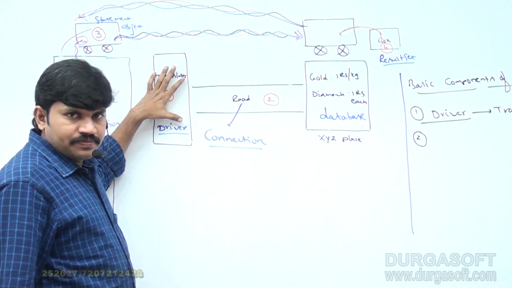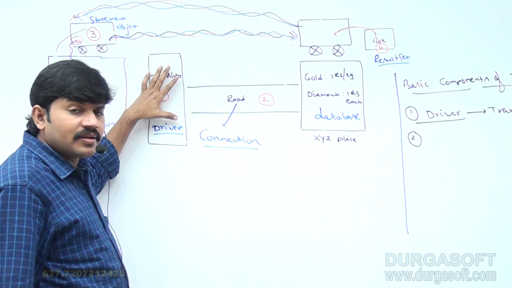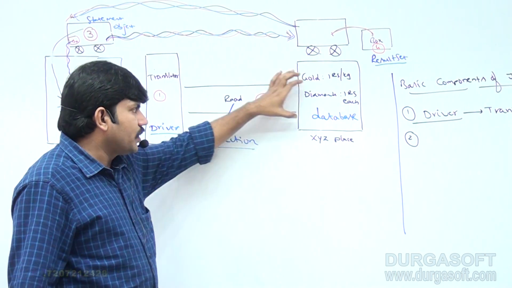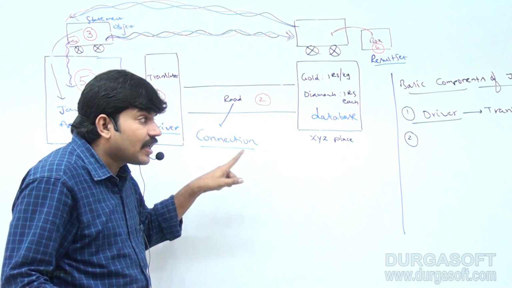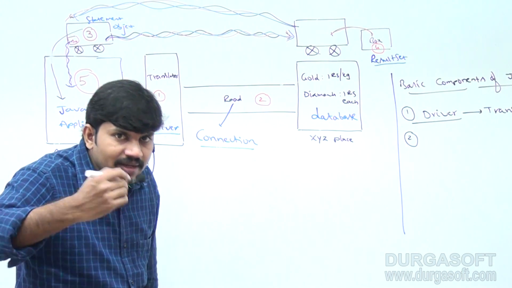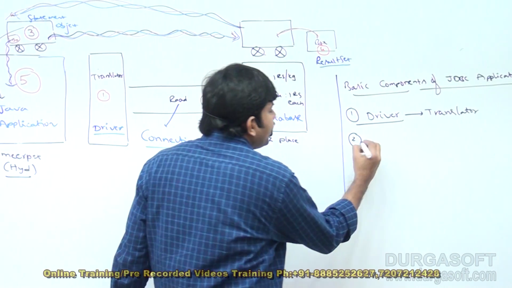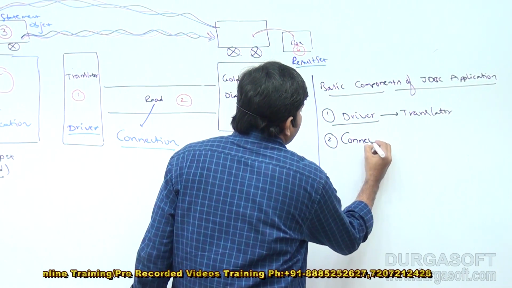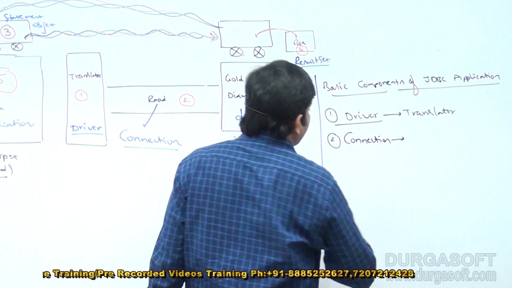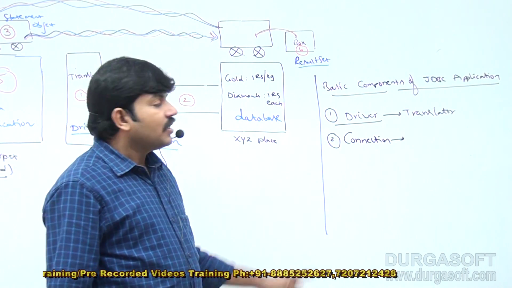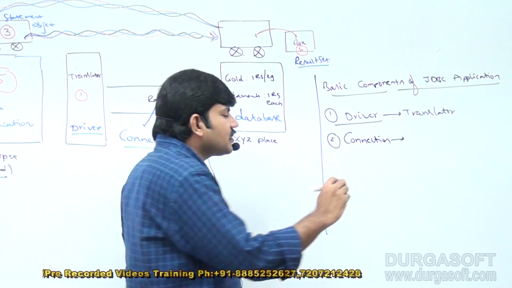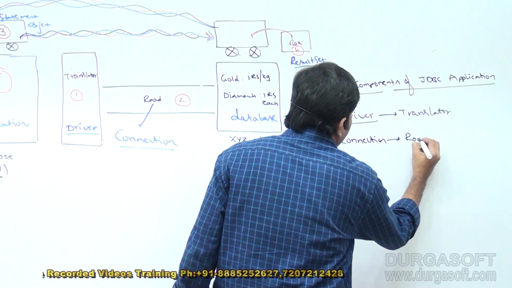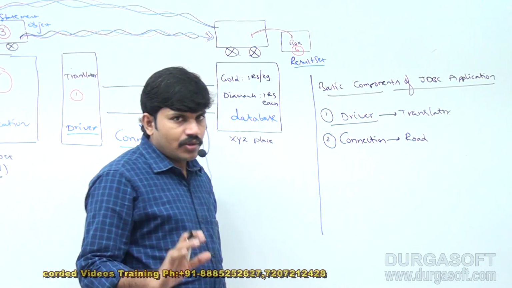Once we arrange a driver, what is the second activity I did? We have to think about road. Road is nothing but what? Connection. So the second component in our JDBC application is connection. What is the second component? Connection. Remember, connection is something like a road.